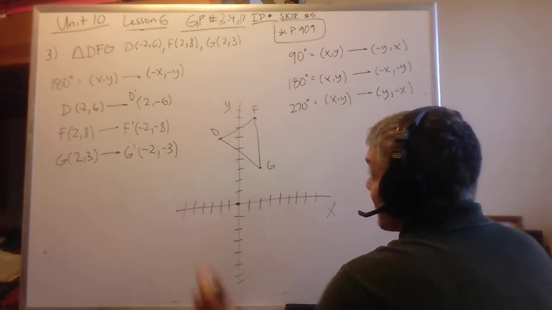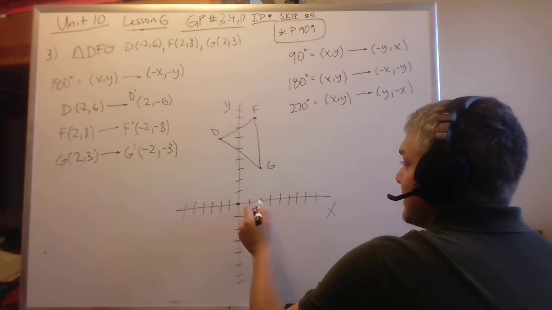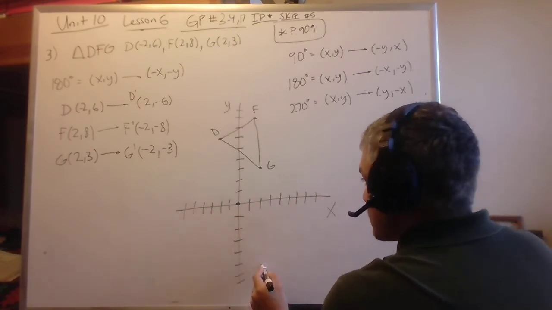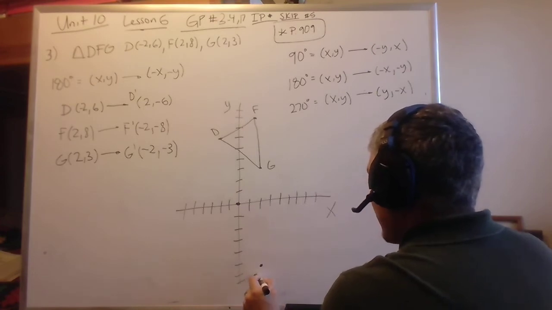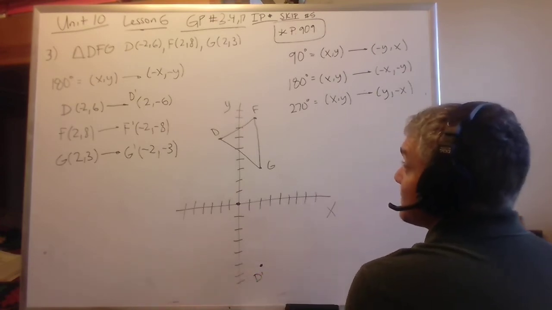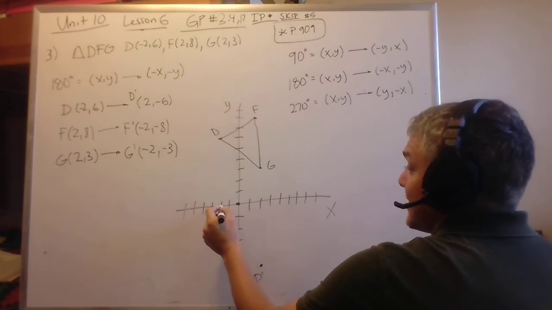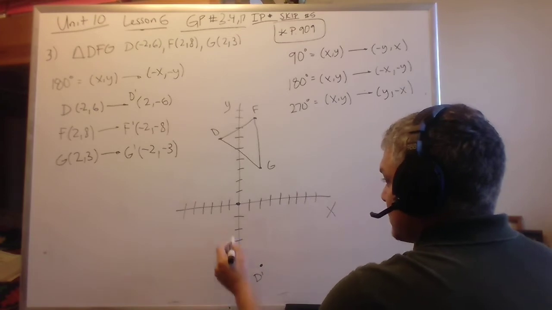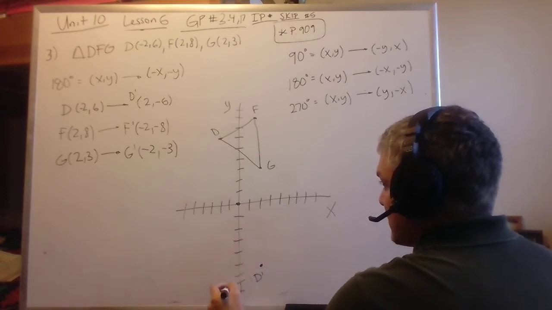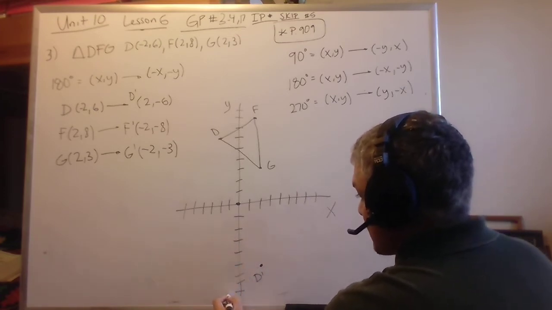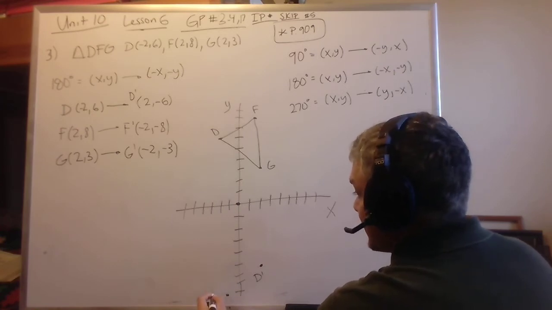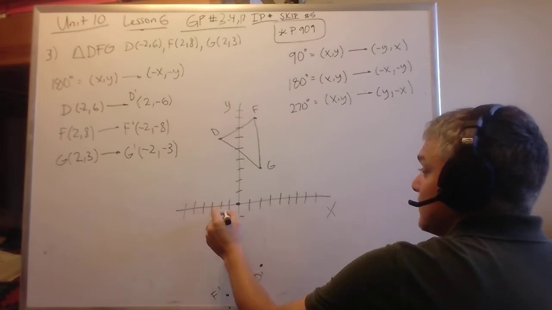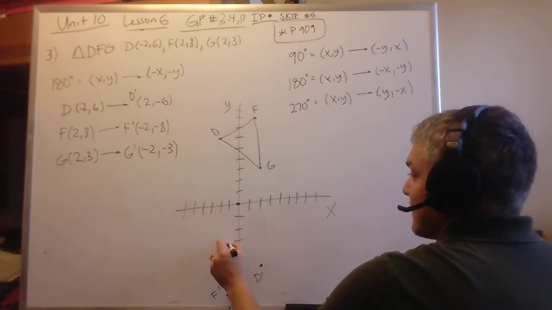we are going to now graph D prime, which is at 2, -6, right here. So here's D prime. We're going to have -2, -8, which is right here. And that's going to be, again, our F prime. And G is going to be at -2, -3. So it's right here.